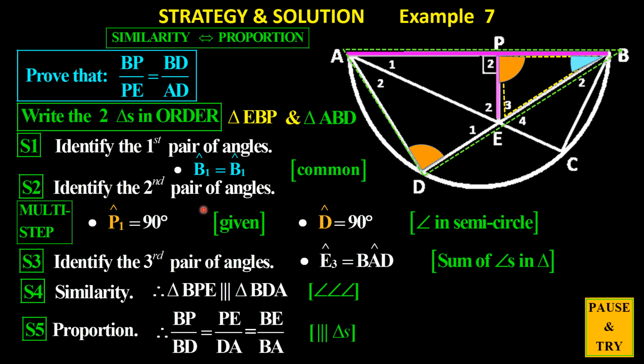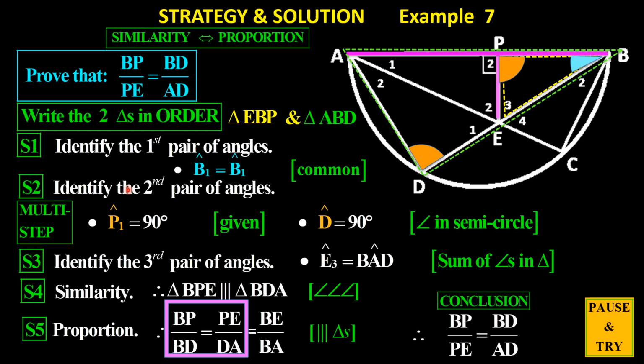But we don't want all three. We have to see what is actually required there. We want BP and BD. There's BP and BD. We want PE and AD. So it's the first two that I require. But we want it written in the required form. So I just have to interchange the BD and the PE. So interchange them, and there we've proved it.